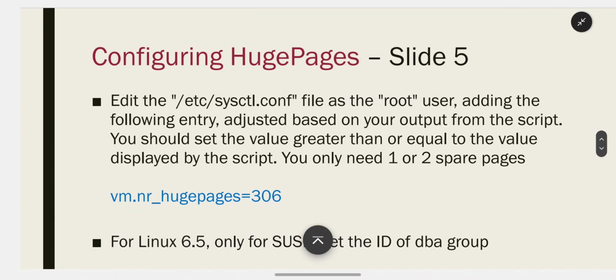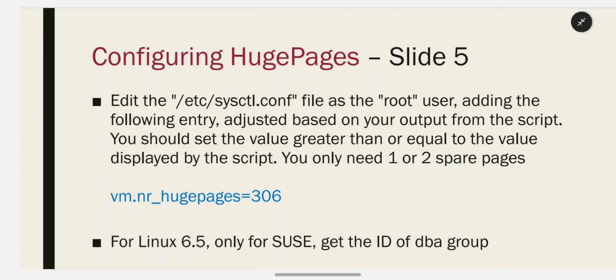Now edit the sysctl.conf file, which is under the etc folder, as the root user, adding the following entry adjusted based on your output from the script. You should set the value greater than or equal to the value displayed by the script. You only need one or two spare pages. So here, for example, the figure was 305. So we will add the line in sysctl.conf: vm.nr_hugepages = 306.